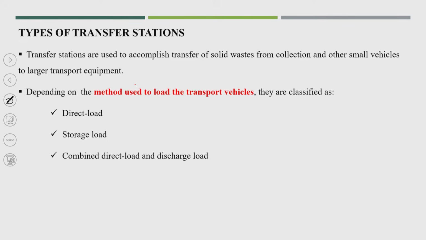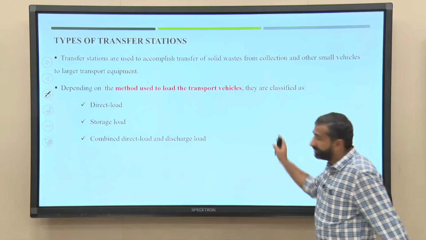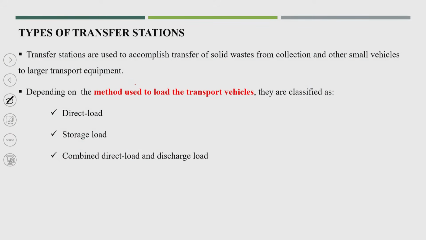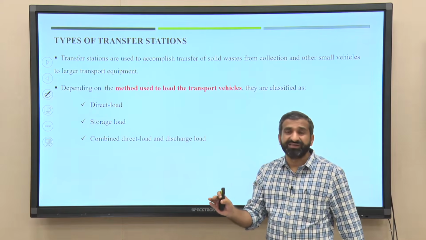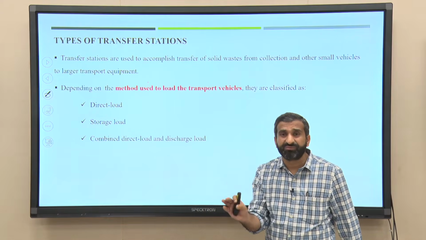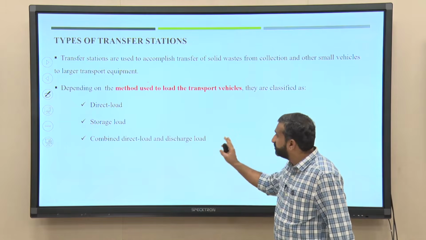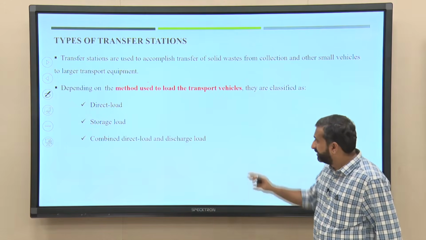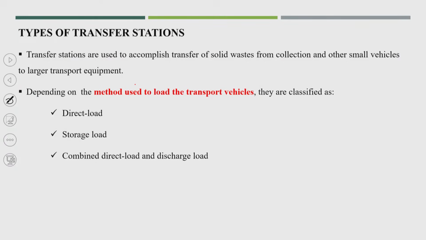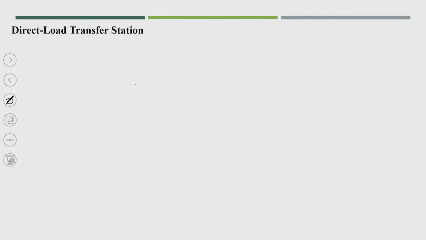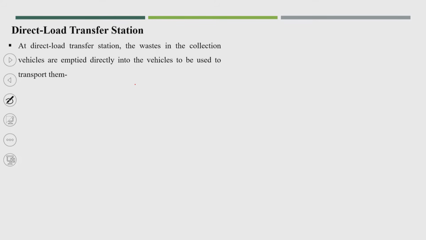Here we will see that based on the load of the transport vehicle and what kind of benefits we are planning to get, especially whether recycling facilities or any composting facility could be possible in the transfer station, we can classify transfer stations in three different ways. So, first we will see the direct load transfer station.